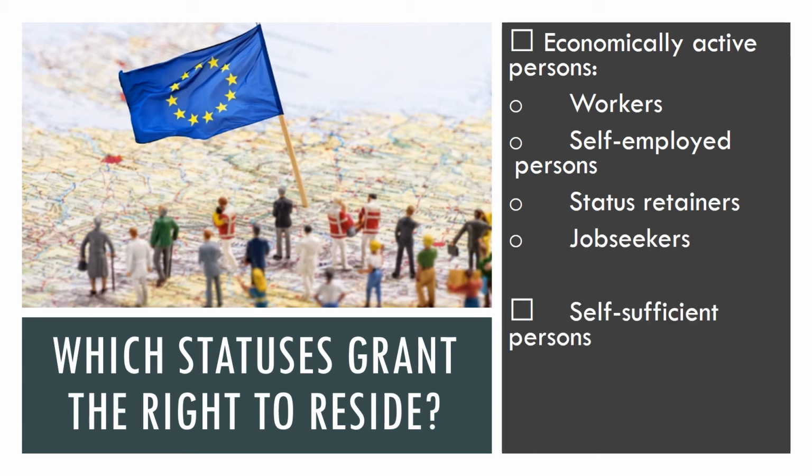Self-sufficient persons. This means economically inactive persons with sufficient resources to support themselves and sickness insurance. Students. Students are regarded as economically inactive too and must provide proof of sufficient resources and sickness insurance. Family members of an EU citizen falling into one of the categories we've just listed. These are the only statuses that allow EU citizens to reside legally in another member state beyond 3 months.